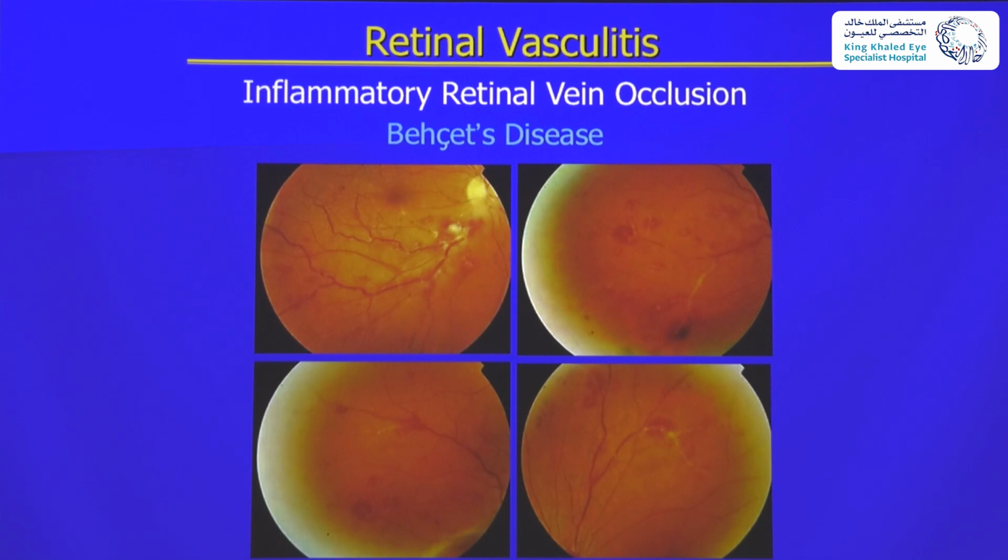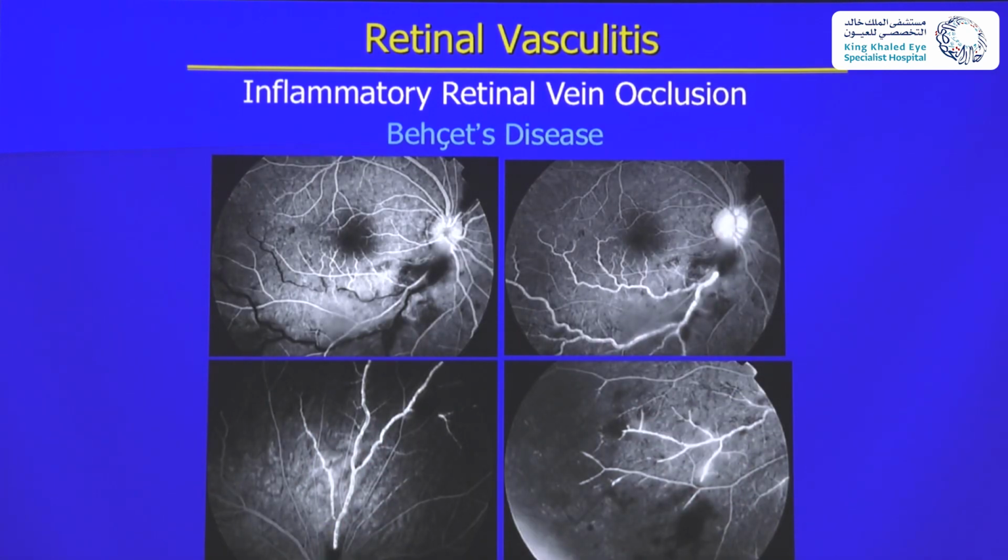Now, if we see a patient with inflammatory retinal vein occlusion, your first differential diagnosis should be Behçet disease. So how would you know the patient has inflammatory vein occlusion? If you see vein occlusion with vascular sheathing, this is inflammatory vein occlusion, as you can see.